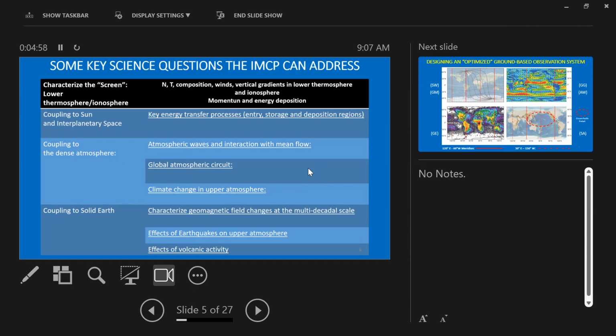Coupling to the dense atmosphere: atmospheric wave propagation from below, coupling to the global atmospheric circuit, and climate change in the upper atmosphere. And finally, coupling to solid Earth. So we want to characterize the effect of geomagnetic field changes on the long scale, some multi-decadal scale. That means we have to have an observatory with this duration. Effects of earthquakes on the upper atmosphere, that's another subject. And finally, as illustrated briefly during this meeting, effects of volcanic activity.